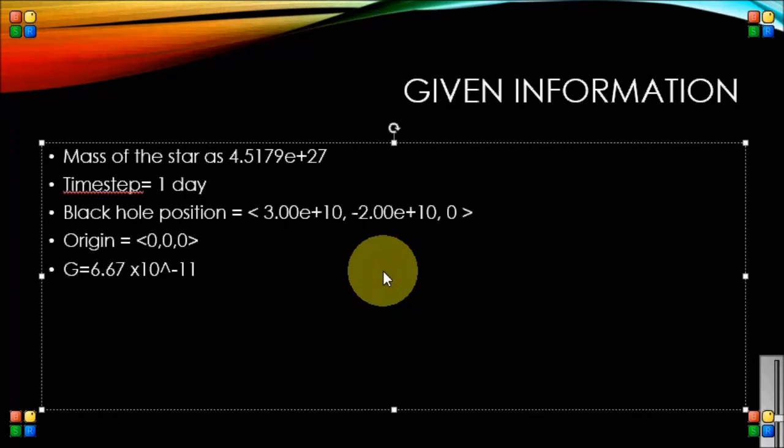The information given to start this lab was the mass of the star as 4.5179 times 10 to the 27th, the time step as 1 day, the black hole position as 3 times 10 to the 10th for the x-axis, negative 2 times 10 to the 10th for the y-axis, and 0 for the z-axis, and the origin at 0, 0, 0, and the gravitational constant, which is 6.67 times 10 to the negative 11th.